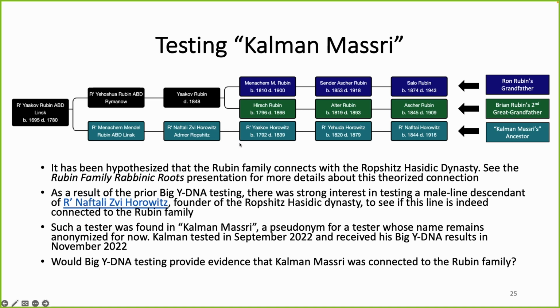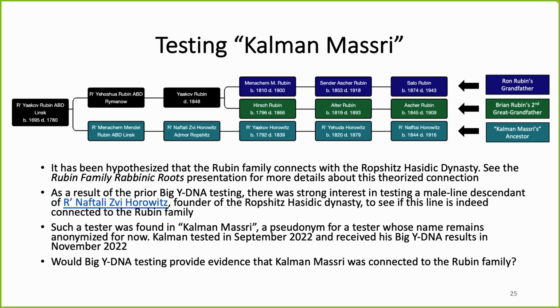Now, the Holy Grail was, can we find a male line descendant of Rabbi Naftali Tzvi Horovitz, and see if there is any credence to this hypothesis of being from the same Rubin family? So earlier, I made iterations of these presentations, and there were other testers within Ron Rubin's line. In fact, Moshe Sachs, in particular, is from the same paternal line. He was very interested in this connection to the Ropshitz Hasidim because he's a Chassid himself and lives in Brooklyn, and he has connections to people in the Hasidic community in Brooklyn.